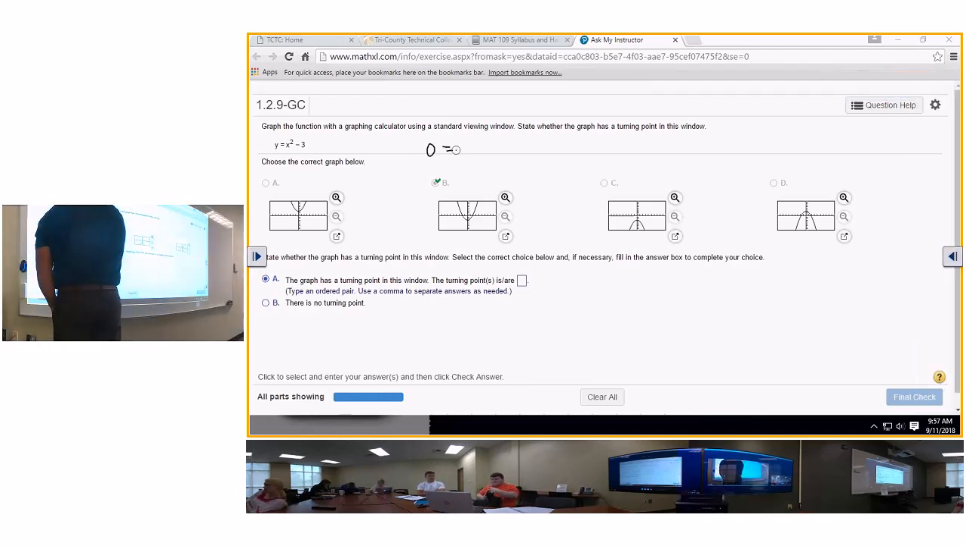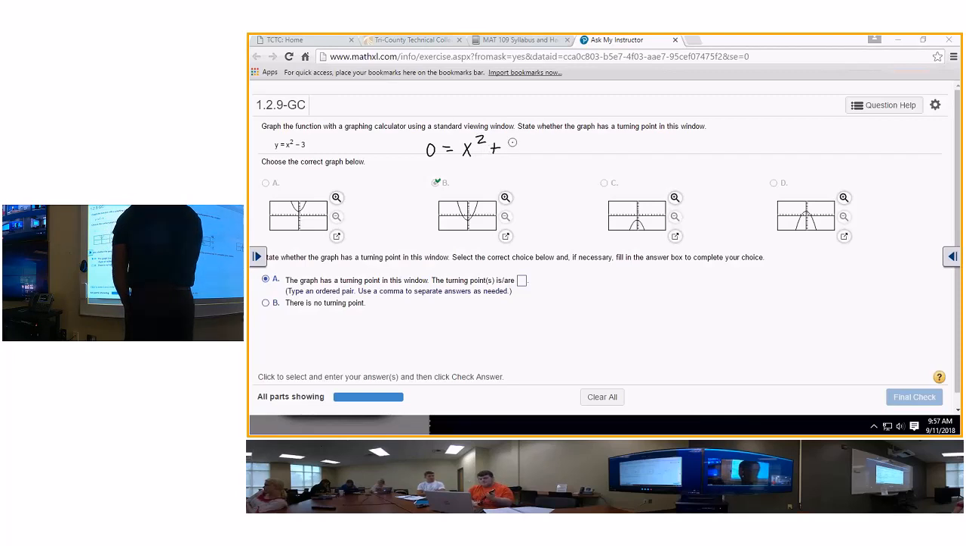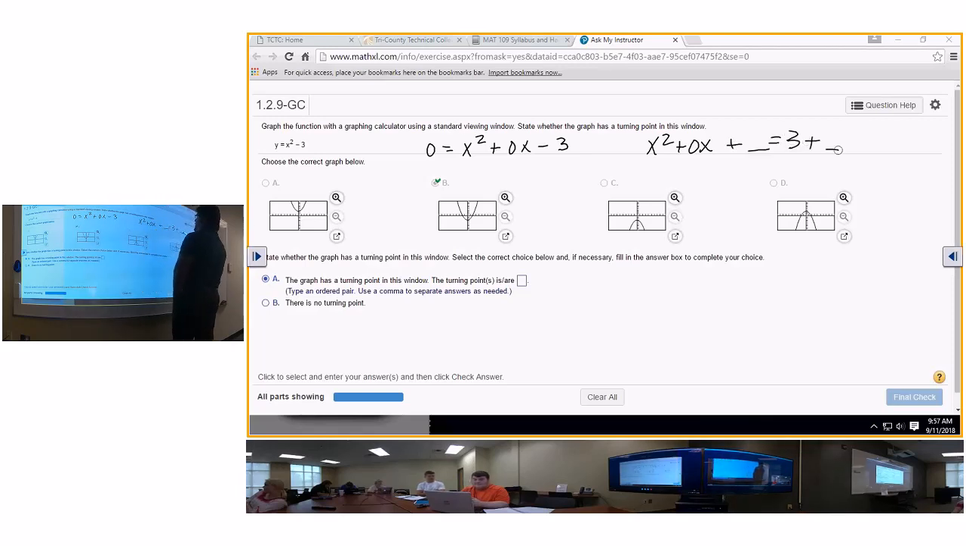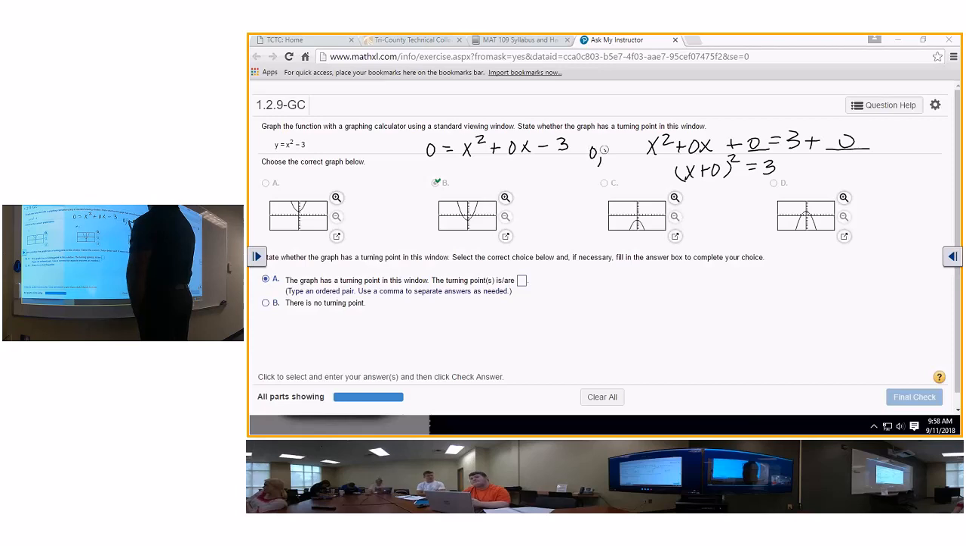I'm not sure. X squared plus 0x minus 3. That's going to be x squared plus 0x plus blank is equal to 3 plus blank. Half of 0 is 0. 0 squared is 0. X plus 0 squared is equal to 3. Our vertex is 0 and negative 3. So our vertex is 0 and negative 3. That's our vertex. And then take the square root of both.